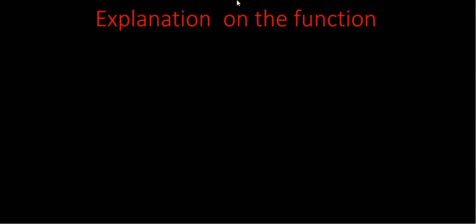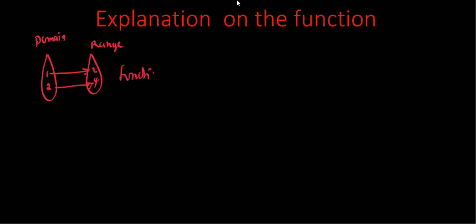Now, let's understand something about a function fully. A function is called a function if, for example, like that. Take this one to be your domain and this one to be your range. Here, one has only one range on this side and two has only one range on this side, and we call this a function. So this one is a function.